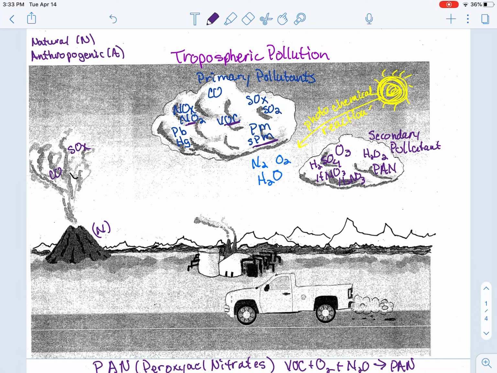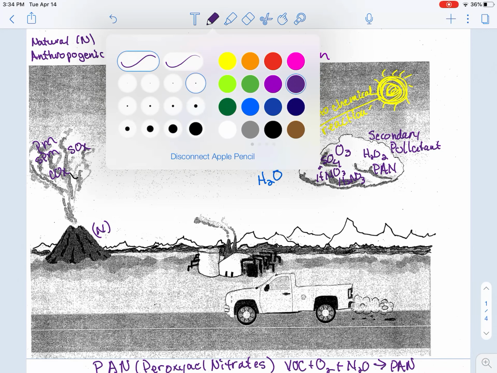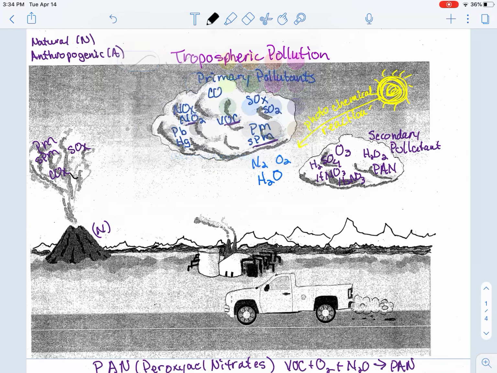Another one is our COxes, and so this could be CO2 or CO. And then they also put out particulate matter and small particulate matter. Okay, let's come down here and look at our little truck, since that's sort of the centerpiece of what we're doing. So we have our truck.